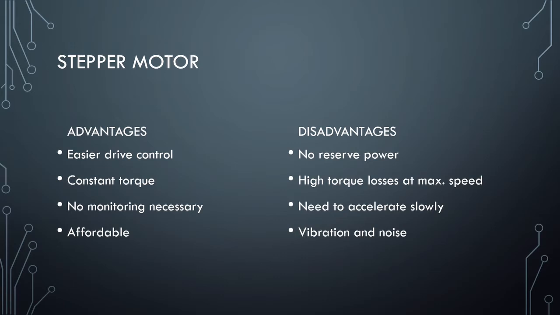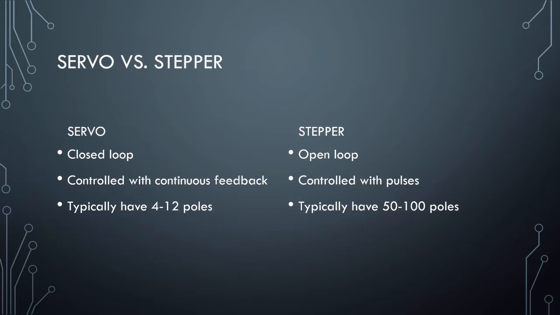This is what partially contributes to the need to accelerate slowly, so you can't just activate these motors very quickly and have them move very quickly. You have to slowly ramp up to the acceleration that you need, and they are prone to more vibration and noise. So here's a quick comparison of servo versus stepper motors.